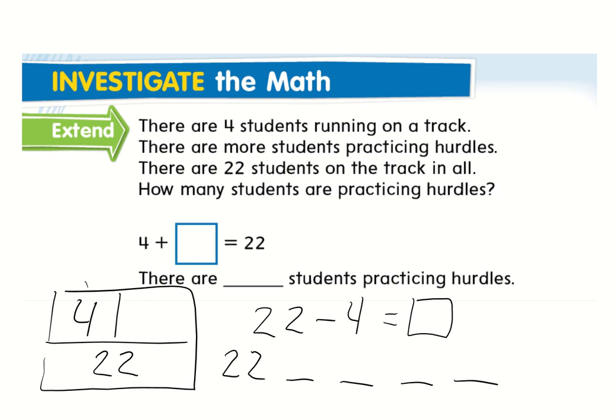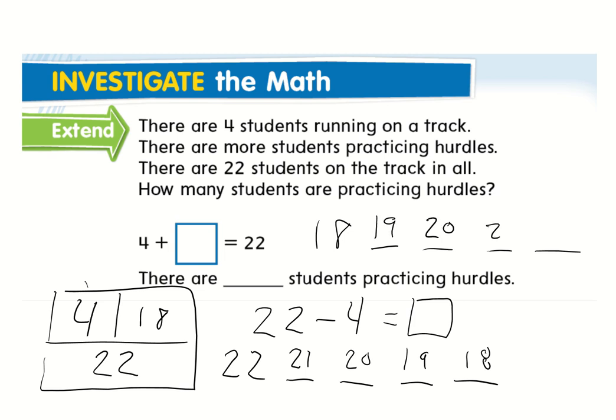So, let's count back. So I start with 22, it goes 21, 20, 19, 18. So it should be 18 right here. Another way that we can check this right now is actually use my count up method to figure out 18 plus 4. So if I do 18, and I use my count up method by counting up 1, 2, 3, and 4, that should equal 22. So 18, 19, 20, 21, and 22. So our answer here, boys and girls, is that there are 18 students practicing the hurdles.